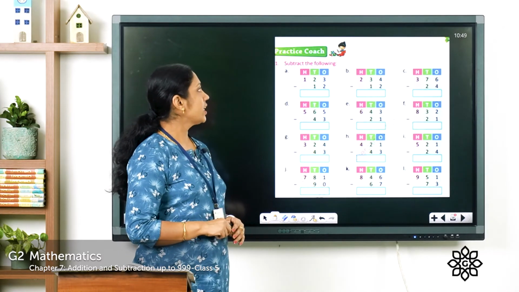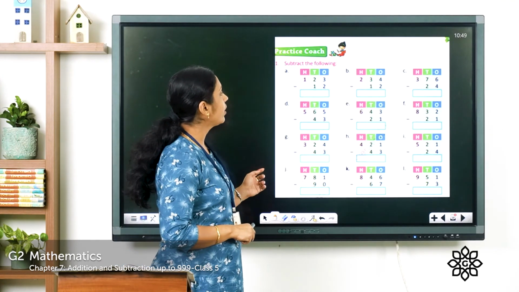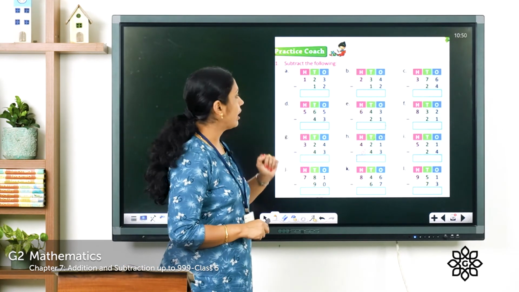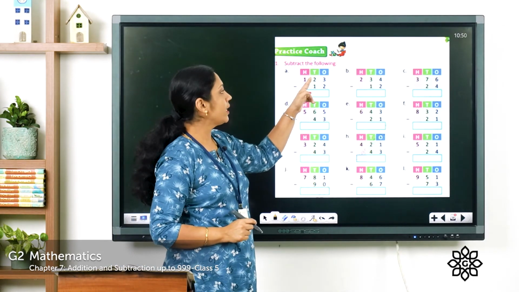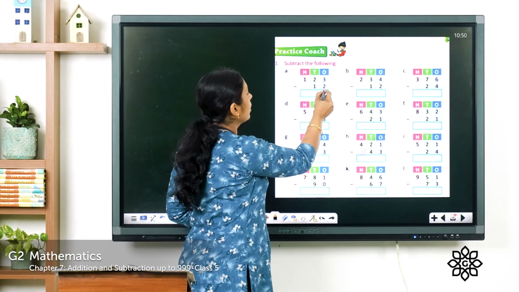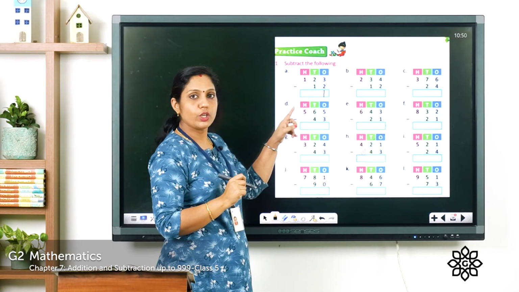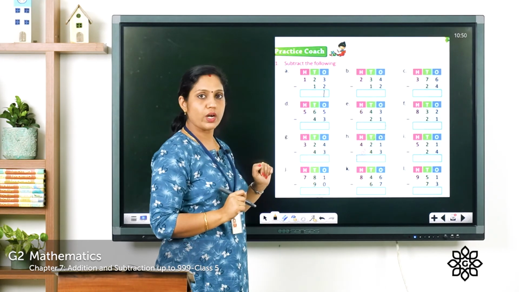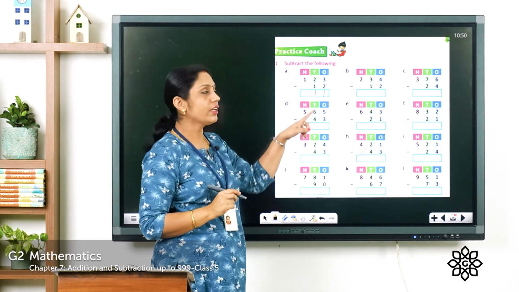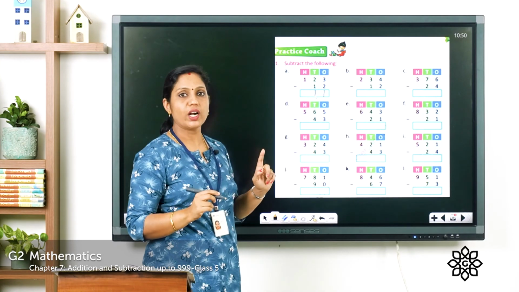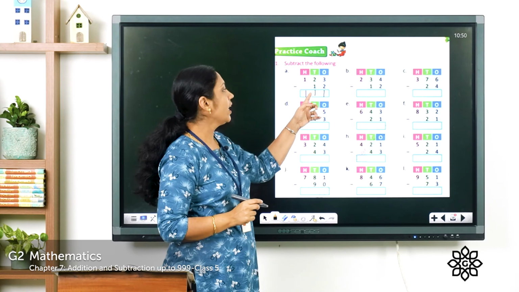Let's look at the question. Subtract the following. The first question A, we have 123 minus 12. So let's subtract it. So first in the ones place we have 3 minus 2. So 3 minus 2 is 1. That you can write under the ones place. Now we'll move on to the tens place. You have 2 minus 1. So how much is 2 minus 1? It's 1. That goes right here in the tens place, and in the remaining hundreds place we have 1. That 1 we can bring down along with the answer, and you get the answer 111.